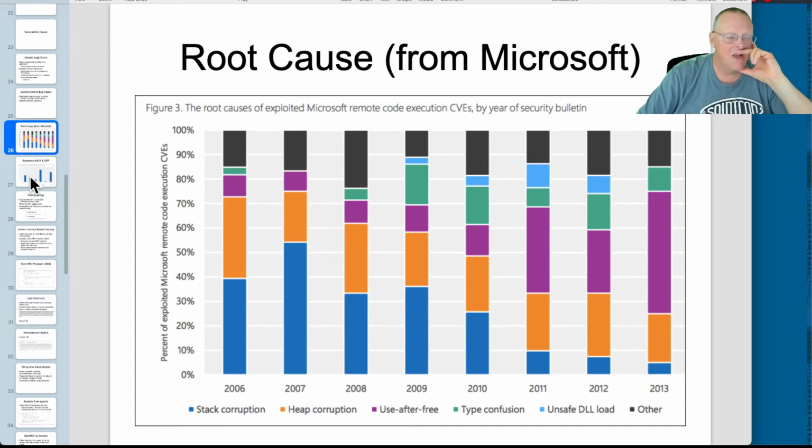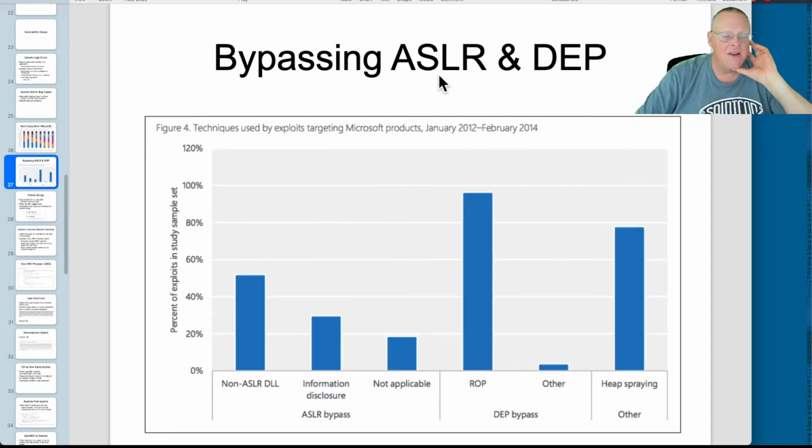So there are other vulnerabilities, and in defenses, address space layout randomization and data execution prevention, there are ways around them. One way is to find a DLL that doesn't have ASLR turned on. Find an information disclosure to find out what address you're in. Here's return-oriented programming, the big one, the one we used in this class. And then heap spraying, which no longer works in modern browsers, which is why I took that project out.